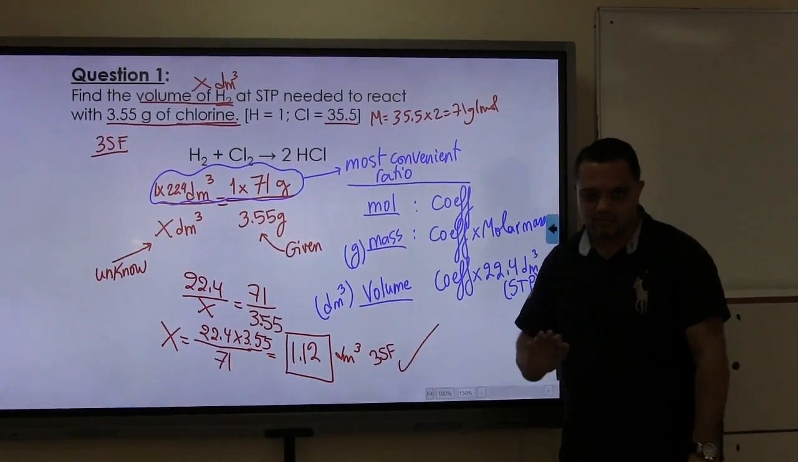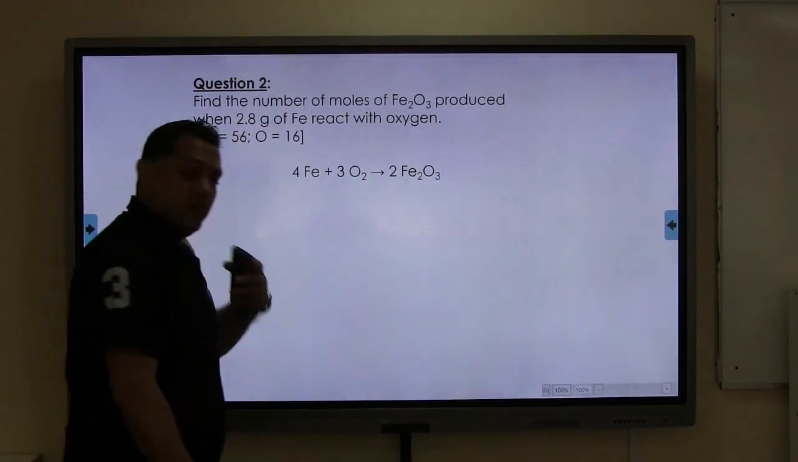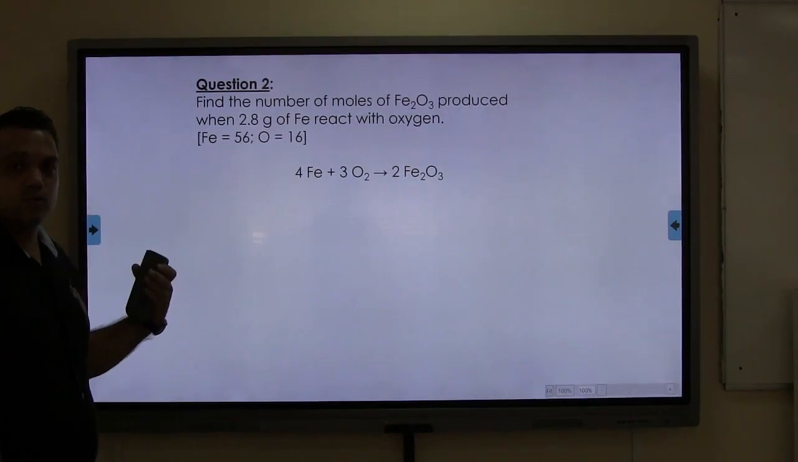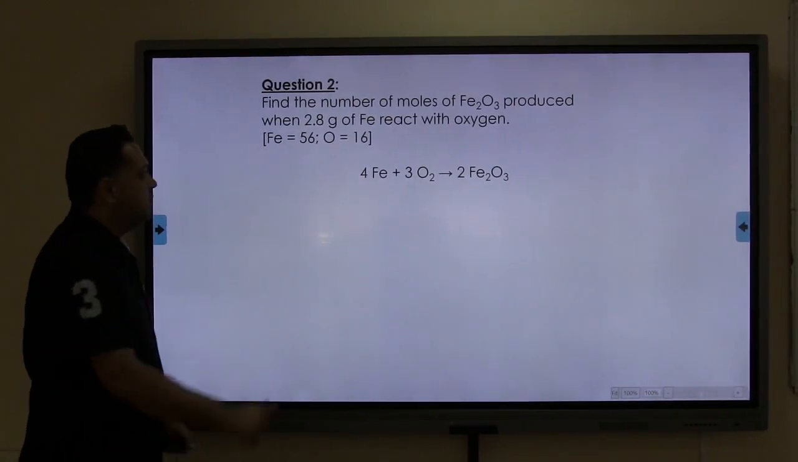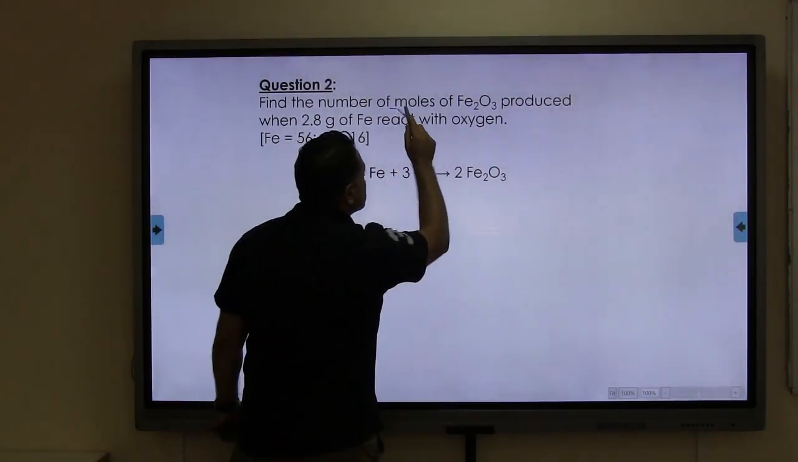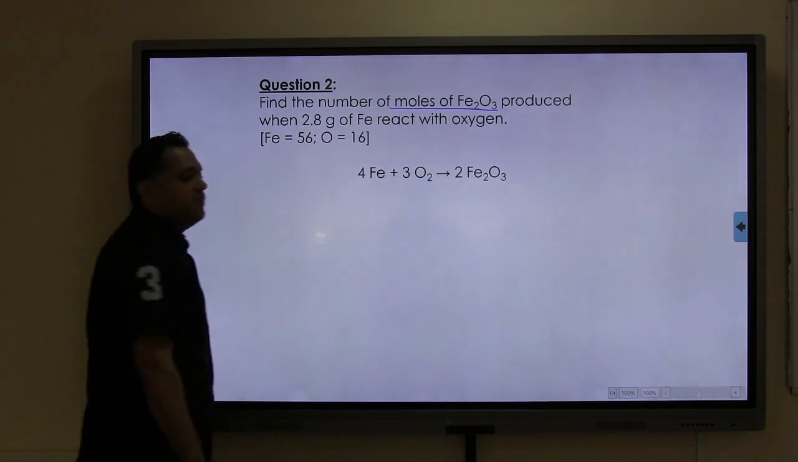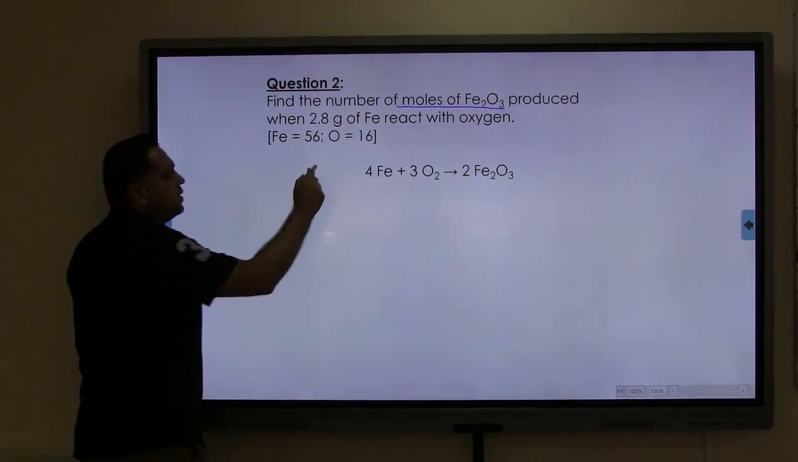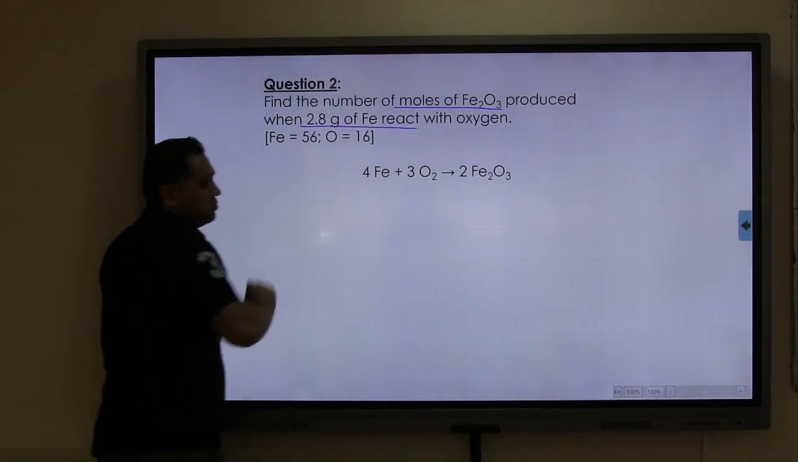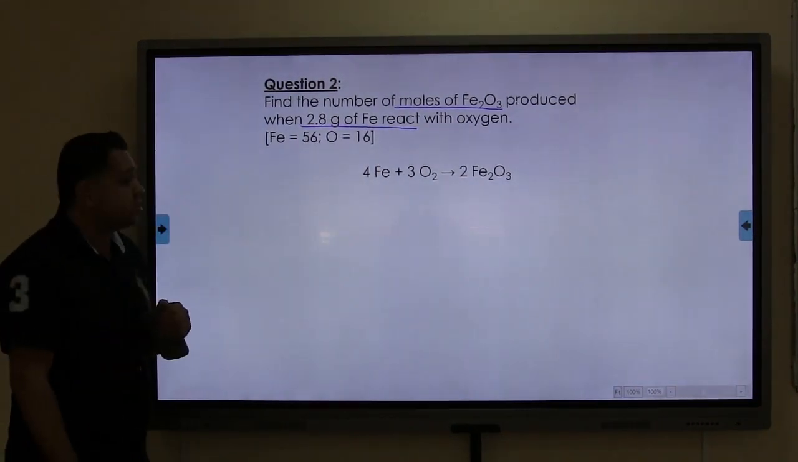Next question. Let's read it and translate the given into ratio. Find the number of moles of the Fe2O3, iron(III) oxide, produced when 2.8 grams of the iron react with oxygen. Already the reaction is given.